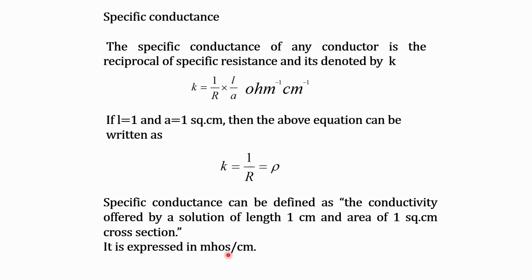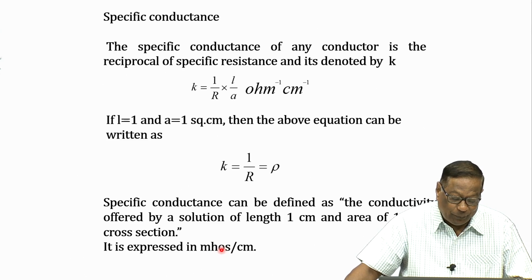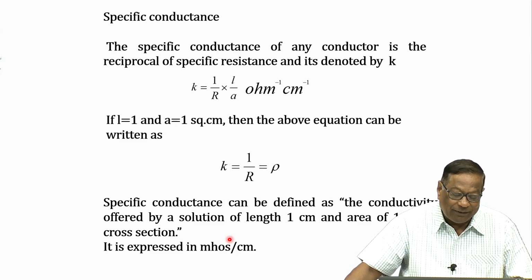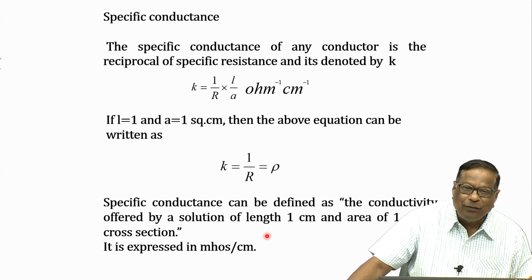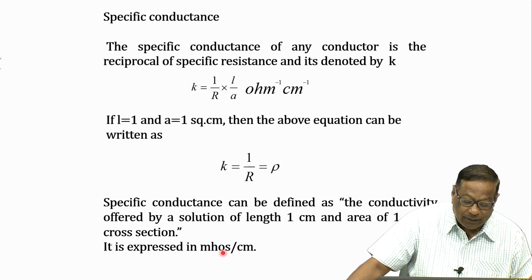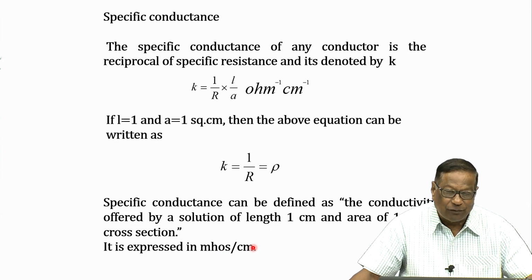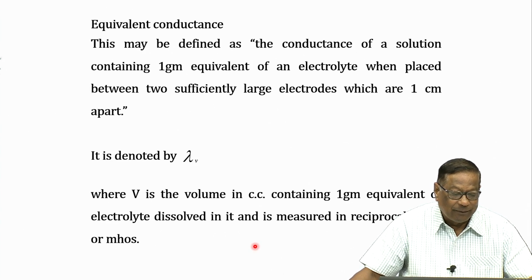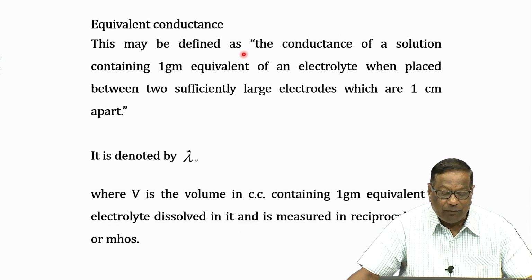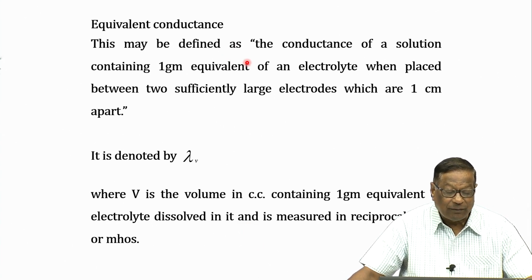It is expressed not in ohms, but in mhos. This is a very convenient term: instead, we write the reverse of ohms as mhos, just to indicate that conductance is the reverse of resistance. So, mhos per centimeter is the unit for conductance. We may also define the conductance of a solution containing 1 gram equivalent of the electrolyte.